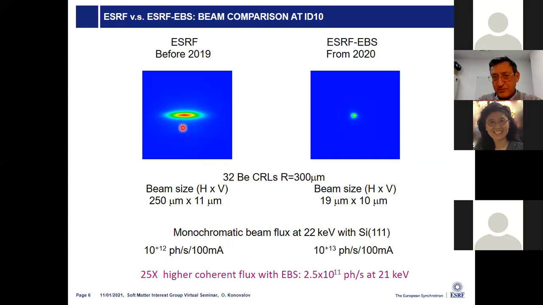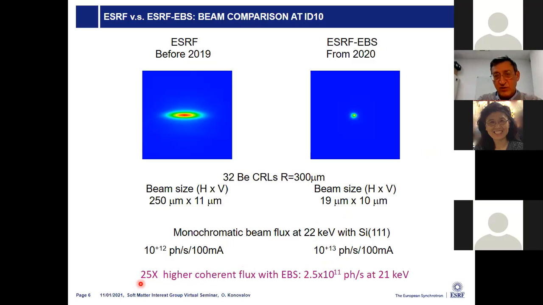We had a so-called high beta beamline, where we had a small vertical beam size and a relatively large horizontal one. This beam is focused with beryllium compound refractive lenses. And with the new lattice, now at the same focusing conditions and the same distances, you see that our beam becomes very small and pretty round. First, this increased the flux density on the sample a lot. So we had a small increase in intensity, like 10 times, but a significant increase in coherence, measured at our beamline, like 25 times.